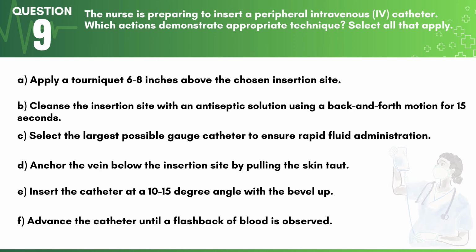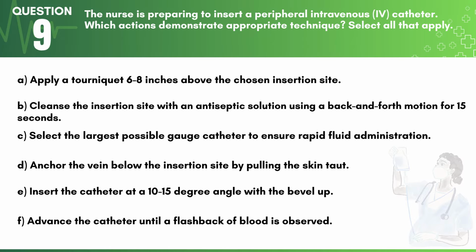Question 9. The nurse is preparing to insert a peripheral intravenous IV catheter. Which actions demonstrate appropriate technique? Select all that apply. A. Apply a tourniquet 6 to 8 inches above the chosen insertion site. B. Cleanse the insertion site with an antiseptic solution using a back and forth motion for 15 seconds.